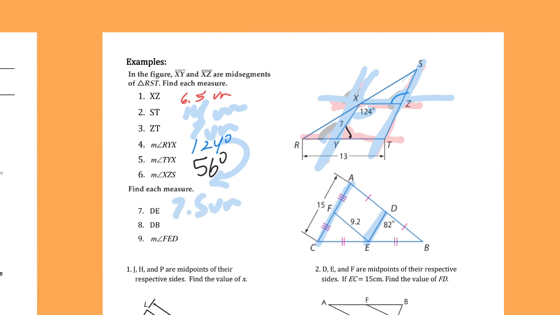Okay, good. And then DB, well, that one's right here. Okay, well, look at this. This segment here is parallel to this one here. That's the mid segment, and we know FE is 9.2. Therefore, this will be 9.2, and this will be 9.2. If you want to find the overall length, it'd be 18.4. So DB is just 9.2.